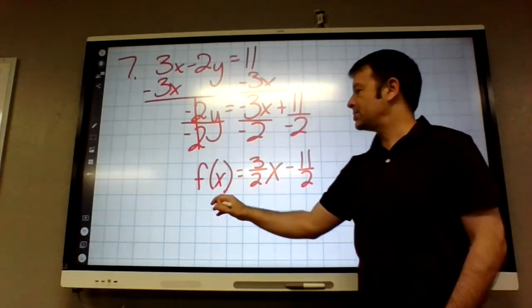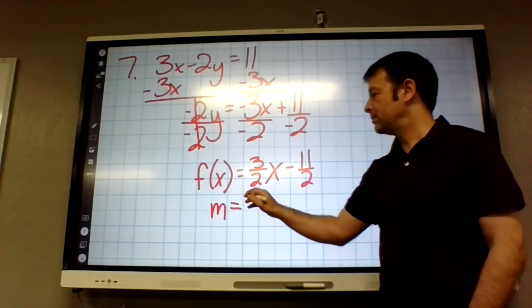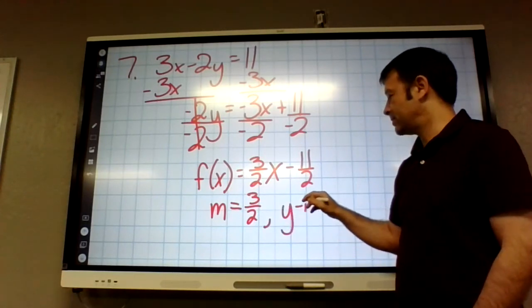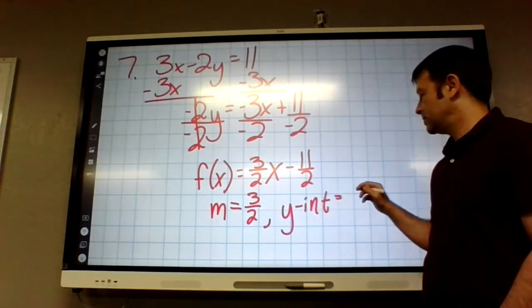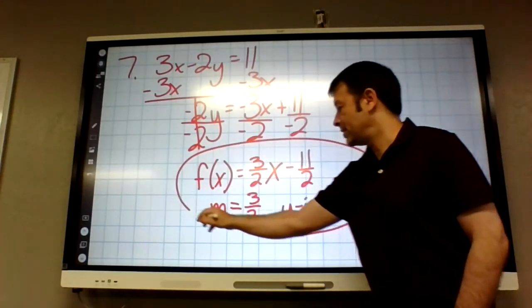What is the slope of this line? 3 over 2, the number in front of the x. What is the y-intercept of the line? Negative 11 over 2. Negative 11 halves. So really all three of those are the answer.